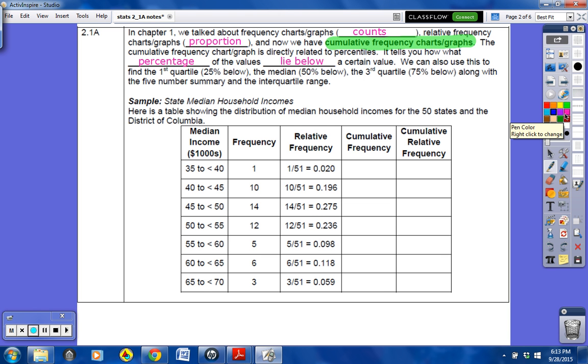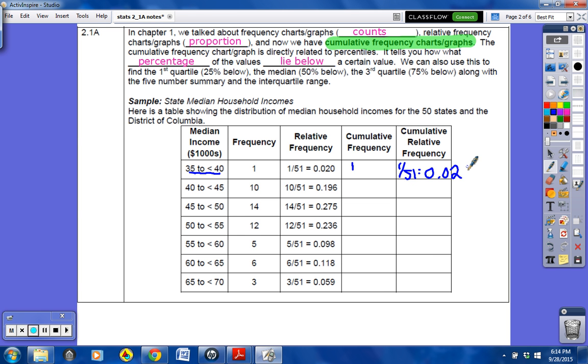For the 50 states and the District of Columbia. So in our income range, we have 35,000 to 40,000, and we have one state in there. So one out of the 50 states and DC gives us a relative frequency of 0.02. Now cumulative frequency, we still have the one. I don't need a one out of. And for the relative, now I'm actually calculating the percent. So 1 out of 51, which is 0.02.